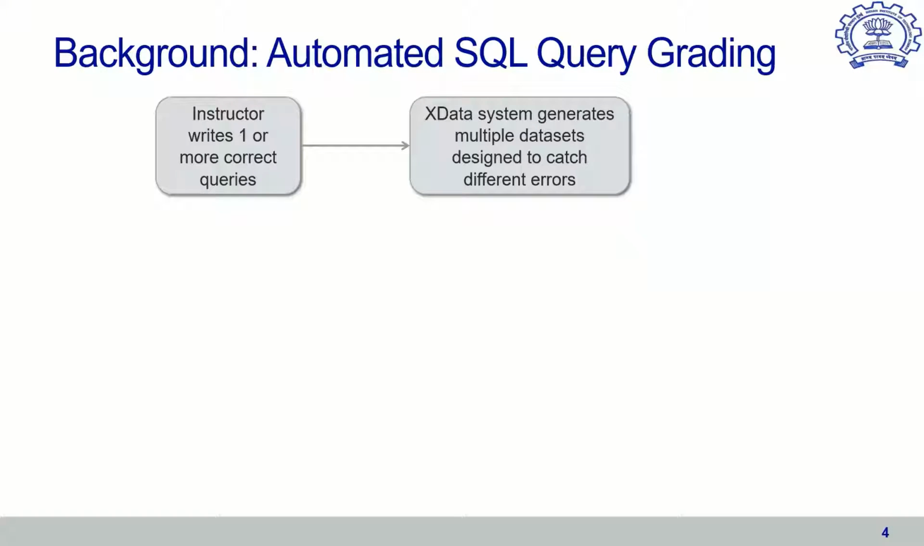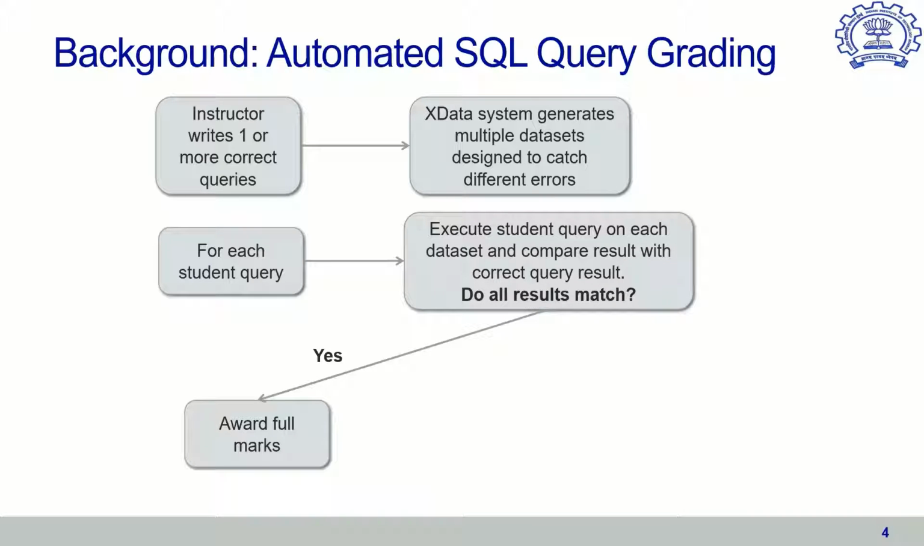We developed the XData system at IIT Bombay to automatically check for correctness of student SQL queries. Here is how the XData system works. The instructor provides one or more correct queries. XData generates multiple datasets. Each dataset is tailored to catch one or more types of errors. When evaluating a student query, XData checks if the result of the student query and the correct query matches on all datasets or not. If it matches on all datasets, the query is correct and the student is awarded full marks.